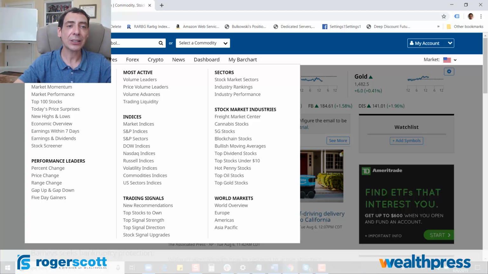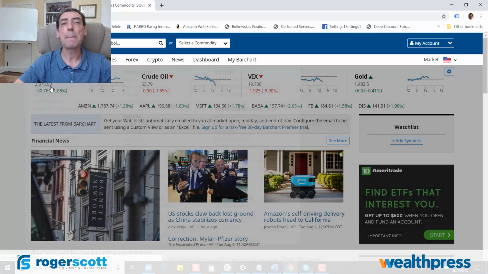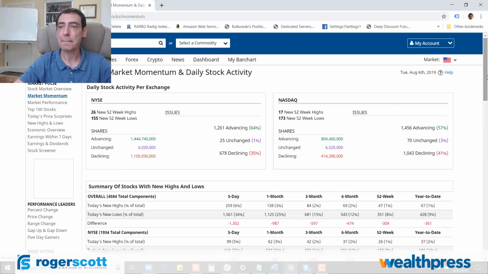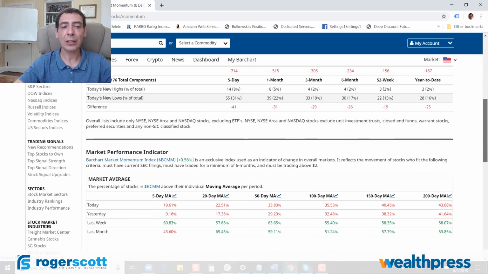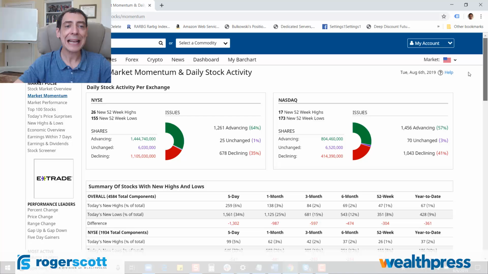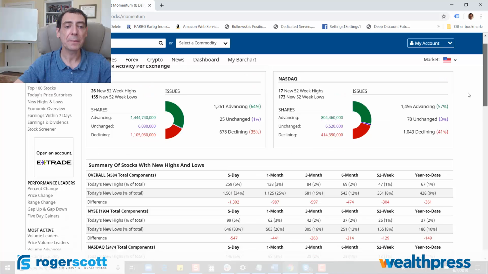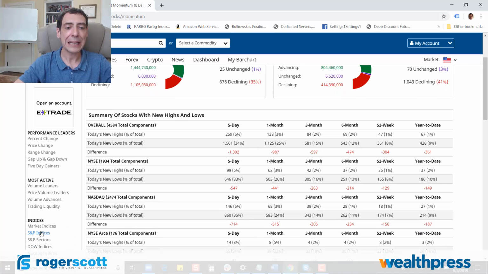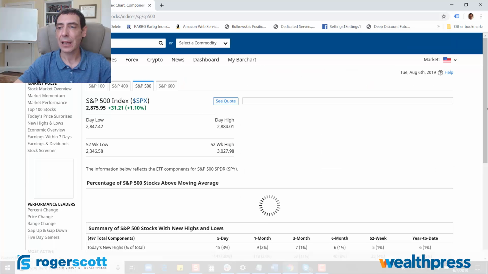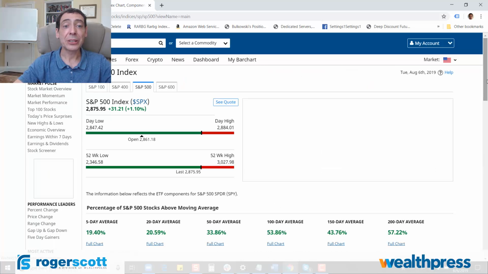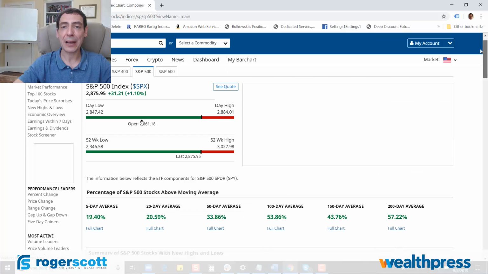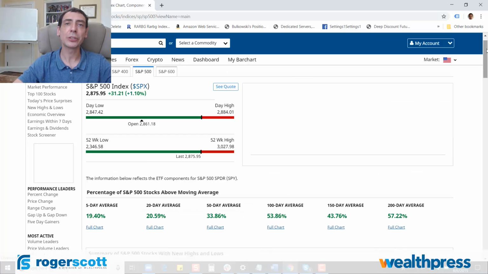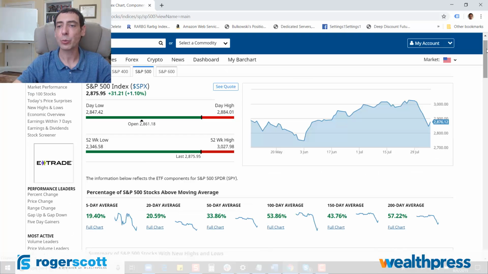So you're going to go to stocks and you're going to go to market momentum. All right. And what you want to look at, you want to look at the S&P 500. That's under S&P indices right here, okay? And as you can see, the S&P's up right now. Yesterday, we were grossly oversold. The market was down about 800 points. We're now bouncing back, as you can see here.